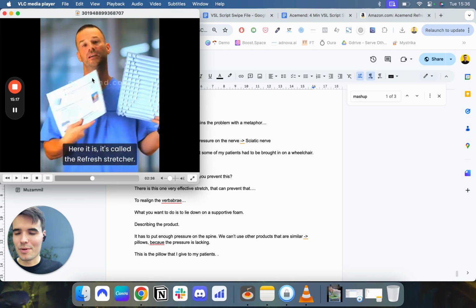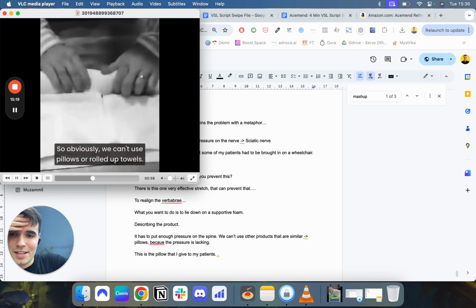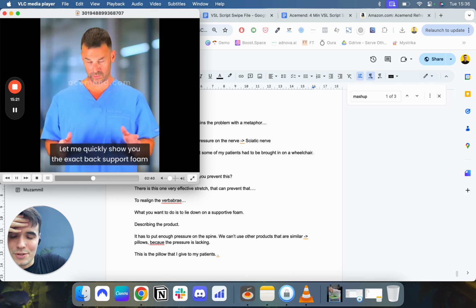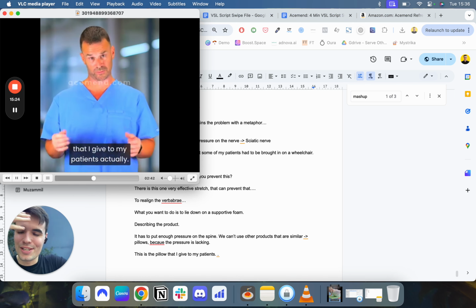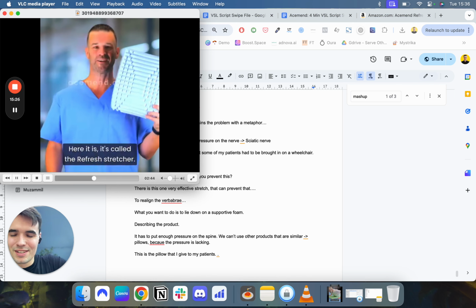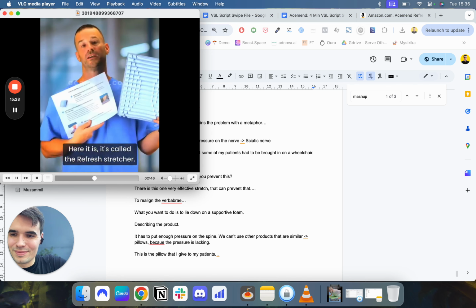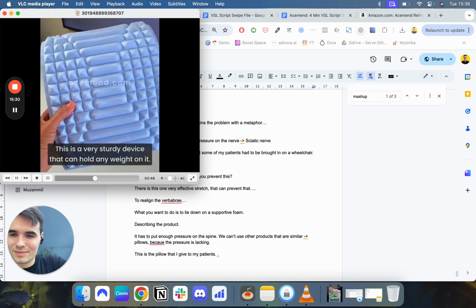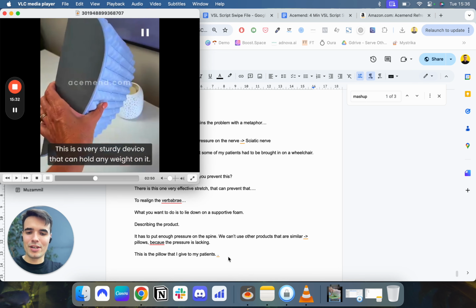This is the pillow that I give to my patients. And it's a very interesting one because he says, here is the pillow that I give to my other patients. It's called, and then he reads out of the manual, the refresh stretcher. This is a very sturdy device. All right, so introduction of the product.